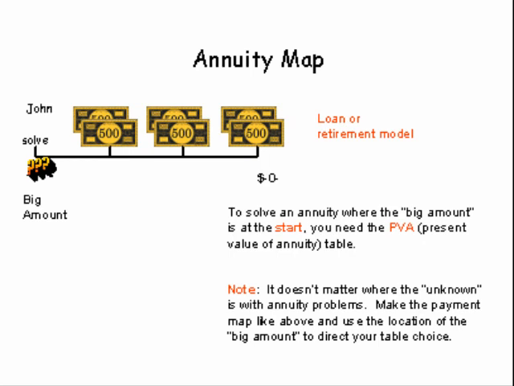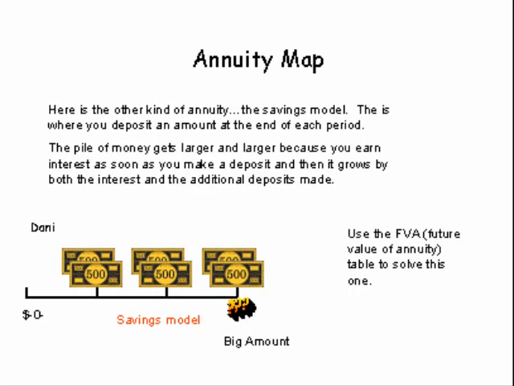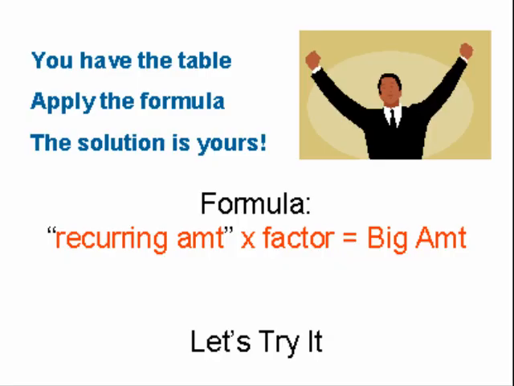Okay? Now, let's look at the other kind of annuity, the kind that was at the bottom of your screen, called the savings model, where you start with nothing and you make deposits or payments every period and you build up to a large amount. You will need the future value of annuity table to solve those problems. So you do have to study your problem and see what kind you have.